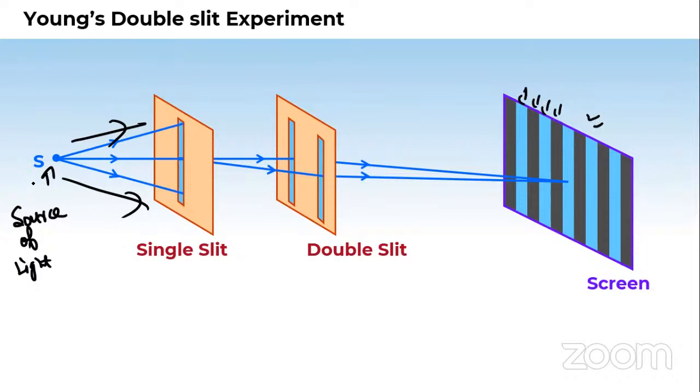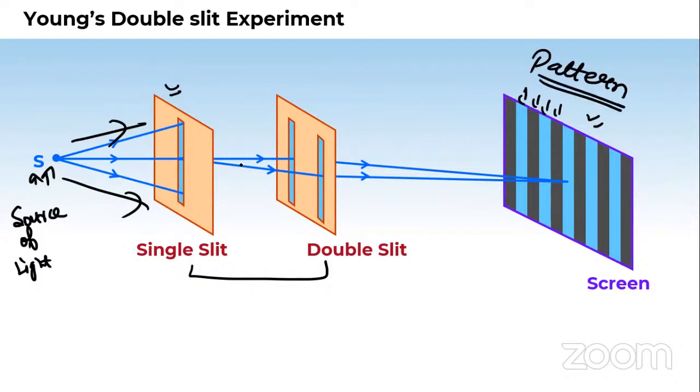Suppose you're having a source of light here, students, and the light rays are going like this. From the first cardboard, it's one slit. From the second, there are two slits. So when they pass through these two slits, finally they will overlap here, and you will get a pattern here.